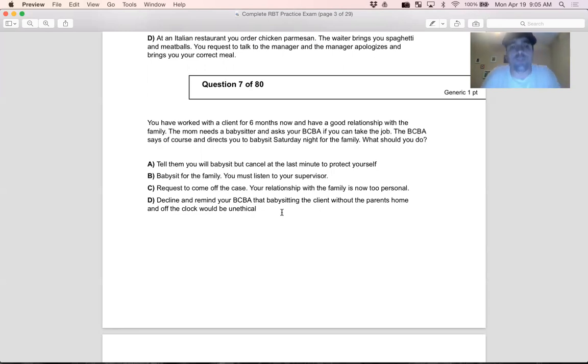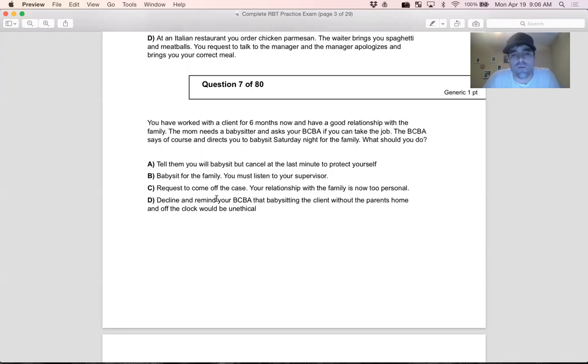B, babysit for the family. You listen to your supervisor. No, okay, your supervisor is there to guide you. They're there to direct you. And if they're your boss, then yes, there are times you will need to listen to them. But if they're asking you to do something unethical and that violates the BACB ethical code, okay, or violates a law, or violates a regulation, or violates policy, you aren't required to do that, and you shouldn't do it. Okay, B is out.